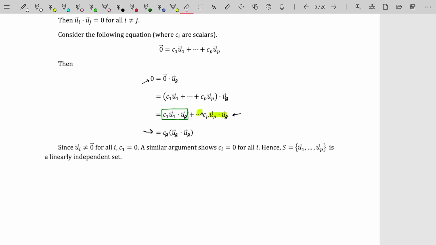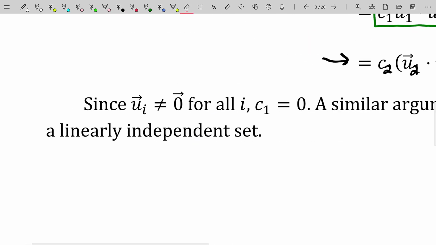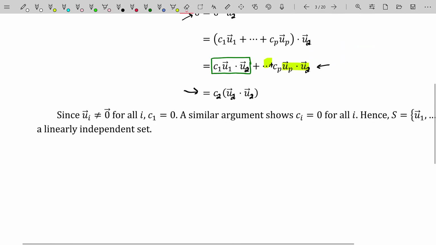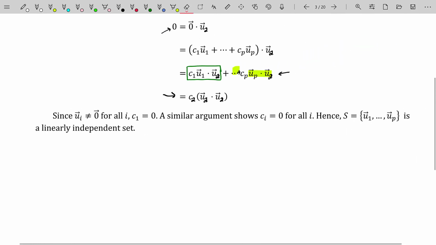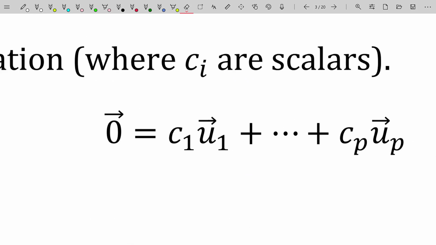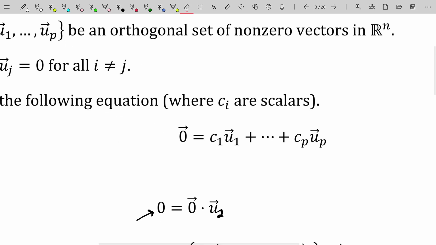And that's what I say here. Since u sub i is non-zero for all i, c sub 1 must be 0. A similar argument shows that c sub i is 0 for all i. Hence, the set S, which is u sub 1 through u sub p, is a linearly independent set because the only solution to this equation here is the solution where c1 through cp are all 0. There we go. We've proved it.